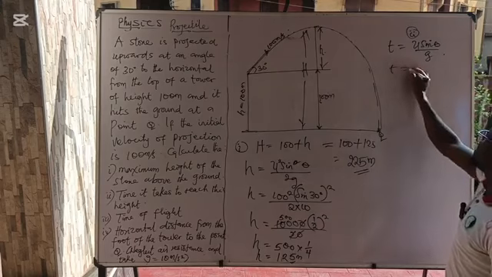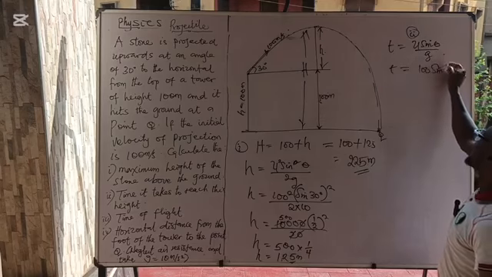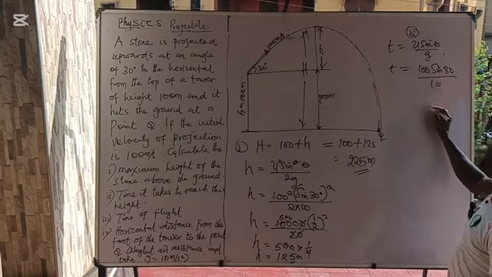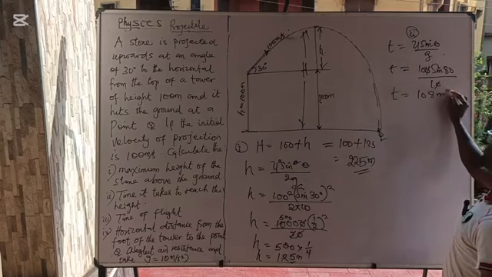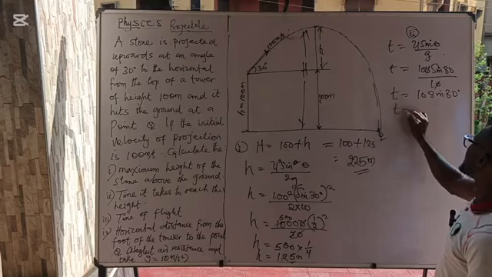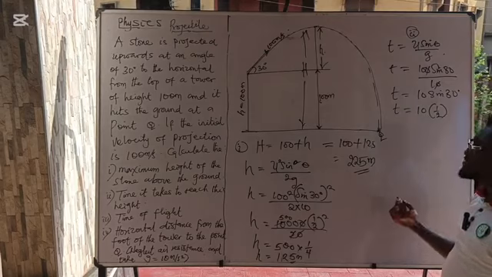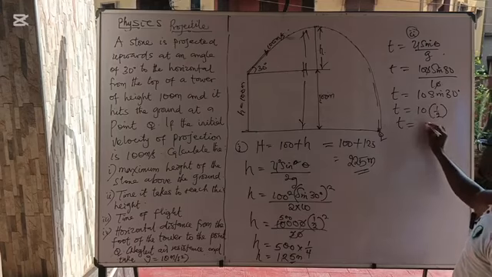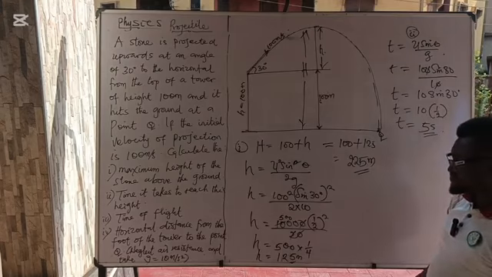So at this very point, the time becomes initial velocity, which is what? 100. Then sine theta, our theta is 30, divided by g, which is 10. Cancel this 0. We have t equal to 100 sine 30 over 100. Then sine 30 is what? 0.5. So we have t equal to 10 times 0.5, which is the same as half. So we have the time taken to reach the maximum. 10 times half will give us 5 seconds. So that's the time taken to reach the maximum.